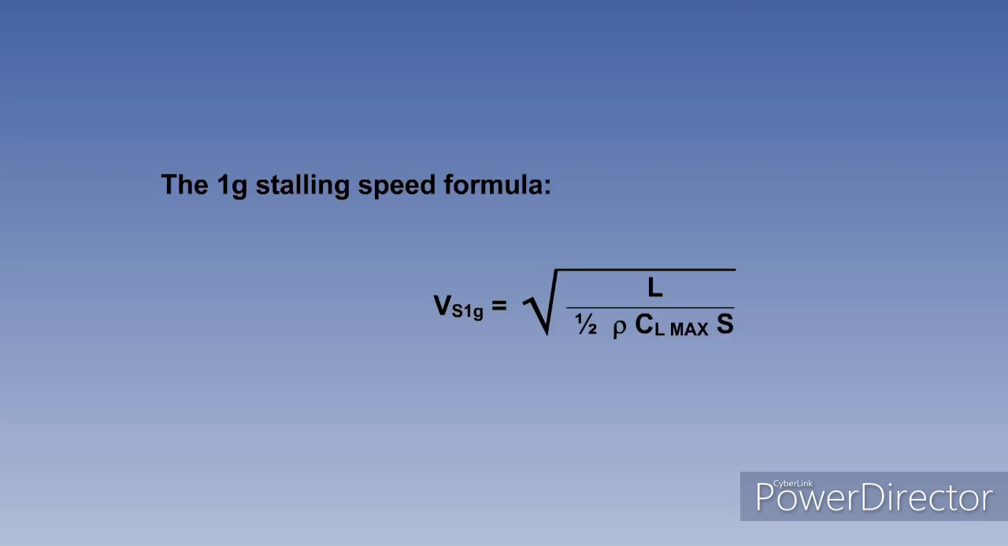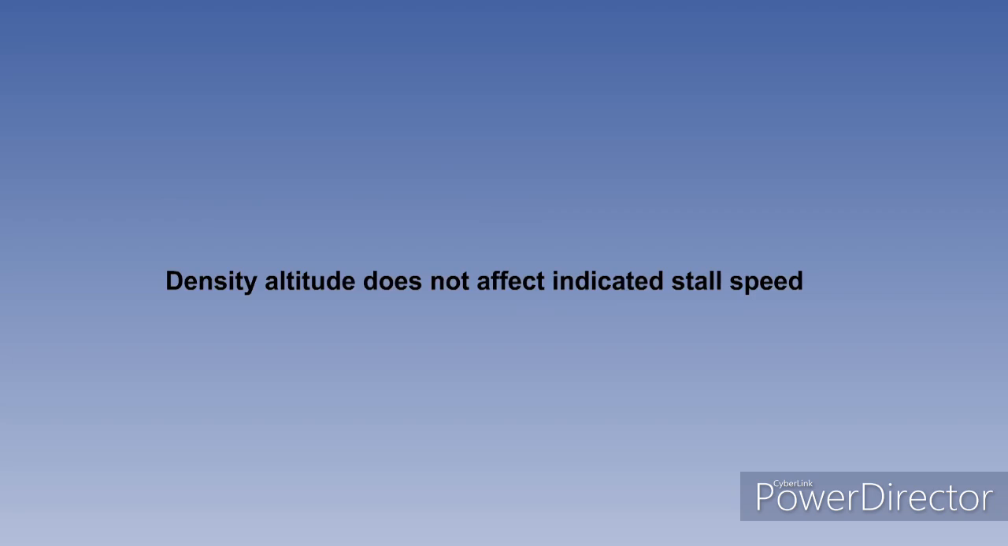Eventually, at a certain CAS, the wing reaches its critical angle and CL max, beyond which any further rise in angle of attack will precipitate a stall. We can transpose and adapt the lift formula to give us a formula for a 1G stalling speed, which equals the square root of lift over half rho times CL max times S. Note that density altitude does not affect indicated stall speed.